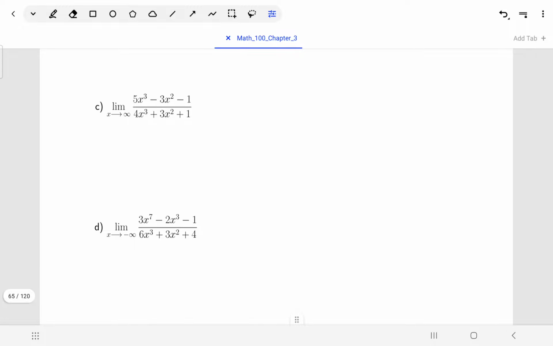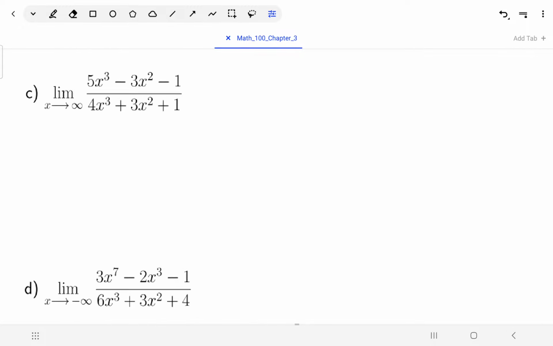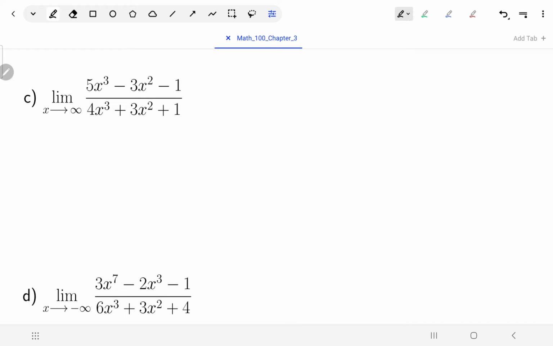Let's do a couple more here. So for this next one, I'll do the same sort of thing. I'll divide by my largest power of x. And so if I were to look at this, I would say, well, the largest power of x that I have is x cubed.